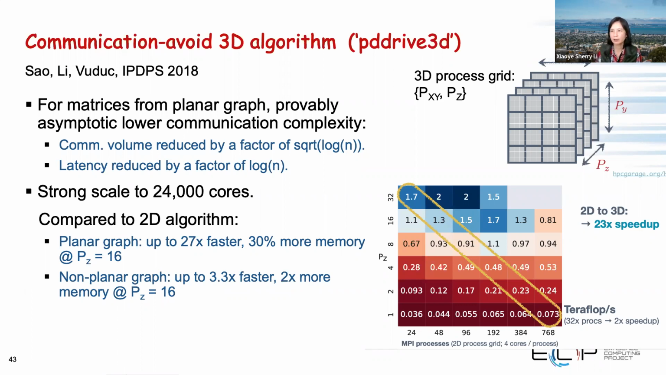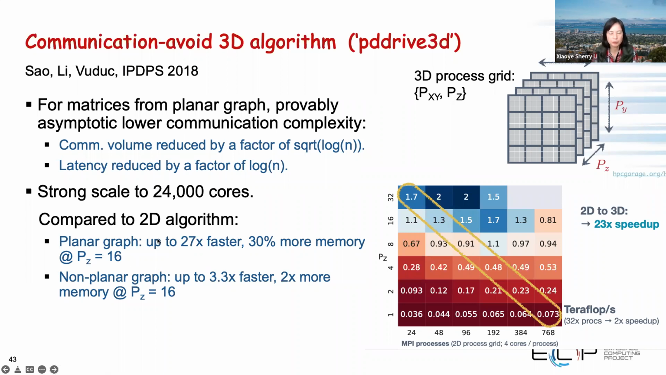And we borrowed that idea for sparse LU, and the processes are organized in a similar fashion. In sparse LU, what we did along the Z dimension is to replicate and split the Schur complement update along multiple layers of processes. And in fact, we can prove that asymptotically the communication volume is reduced by a factor of square root of log n. And also asymptotically, the latency is reduced by log n. So that's why this is an asymptotically better algorithm. It's not just a constant factor.